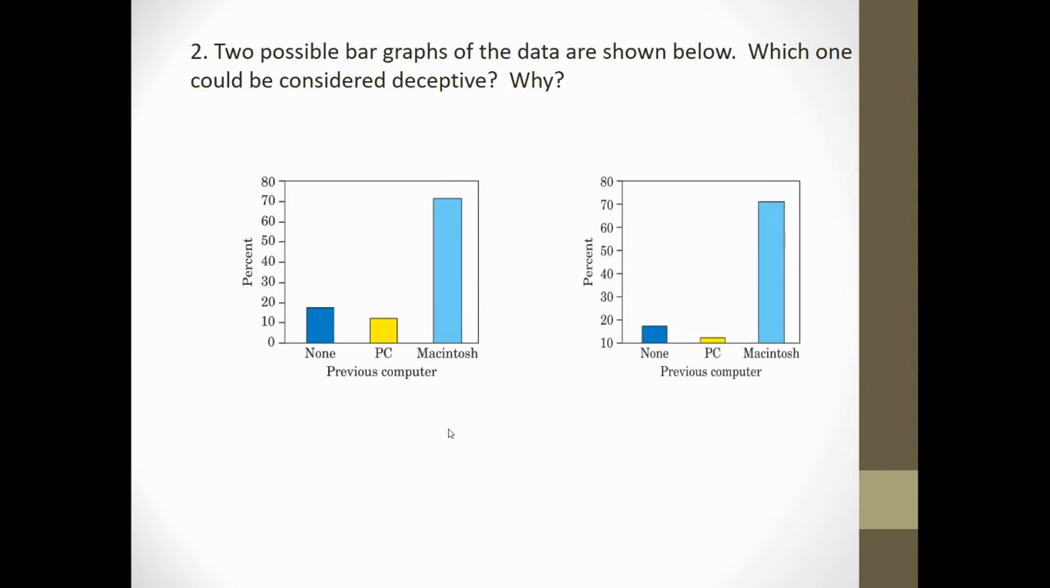Consider the two possible bar graphs below. Which one is considered deceptive and why? Okay, so they show the exact same information, but doesn't PC look smaller over here? Why does PC look smaller than it does here? If they have the same information, why does this one look smaller? Look at where we start. We're starting at 10 right here instead of at 0. So it makes these bars look smaller. It makes it look like there were a lot less PC users.